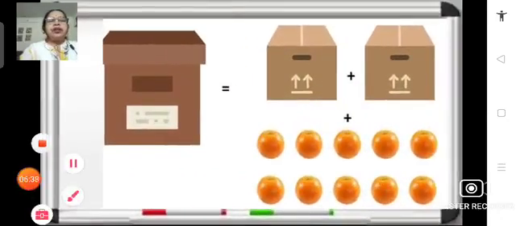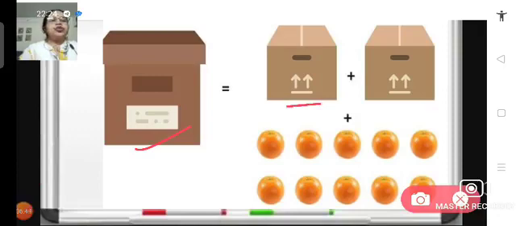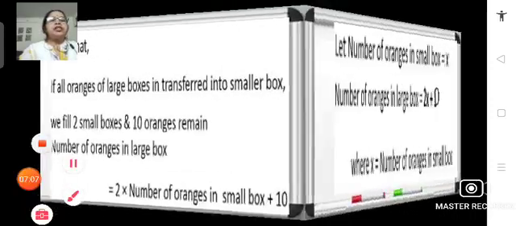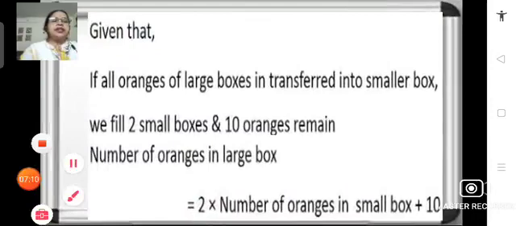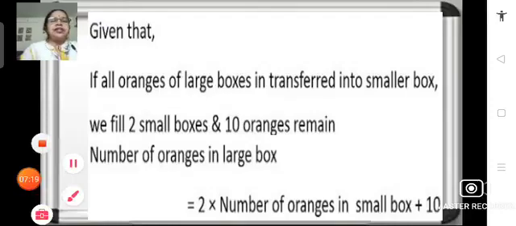So here we have a large box. From this box, the oranges are transferred into 2 small boxes, and still 10 remain outside the boxes. The number of oranges in each small box is x. So how do we solve this problem? Children, it is given that all the oranges of the large box, when transferred into smaller boxes, will fill 2 small boxes and 10 oranges will remain outside. So it will be 2 multiplied by the number of oranges in a small box plus 10, isn't it?